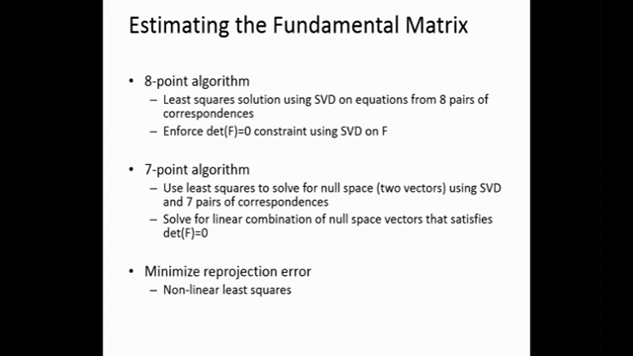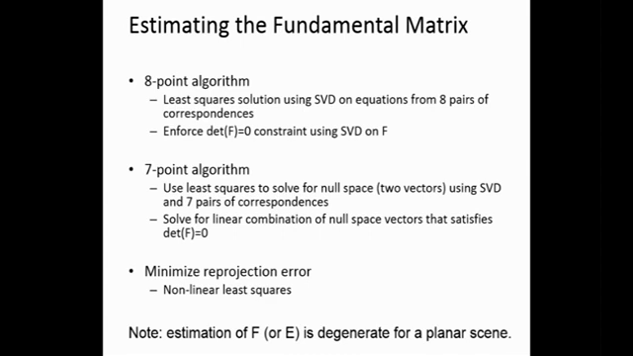Then there's another algorithm called the 7-point algorithm, which uses least squares to solve for the two null space vectors of F, since F only has 7 degrees of freedom, and then solves for a linear combination of the null space vectors that satisfies that the determinant of F must be 0. And then the third algorithm is to try to minimize the reprojection error.